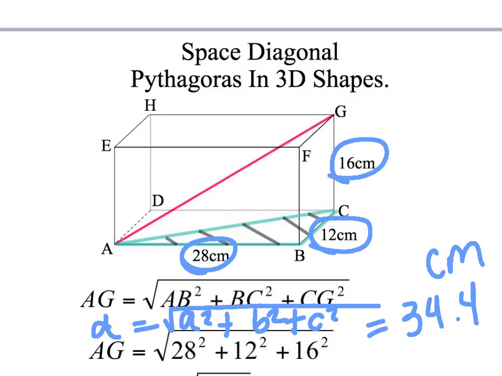So there's two ways: perform the Pythagorean theorem twice, or memorize the distance formula for a space diagonal. That's what the D stands for, space diagonal. The square root of a squared plus b squared plus c squared. And that gives you this space diagonal measurement.